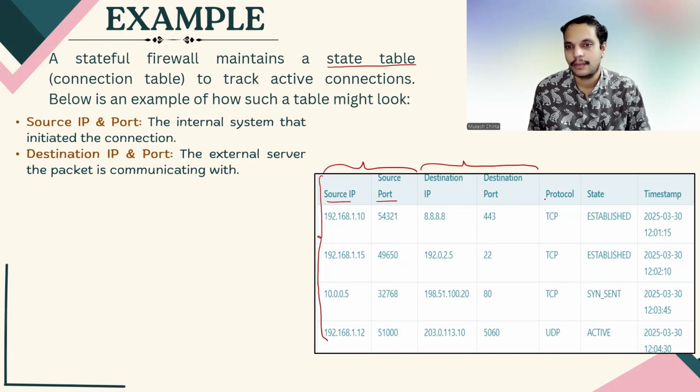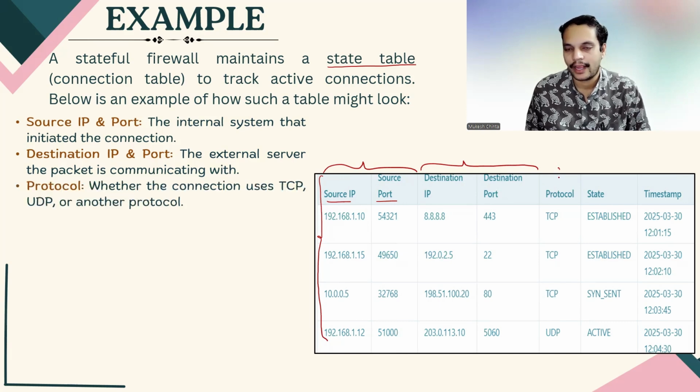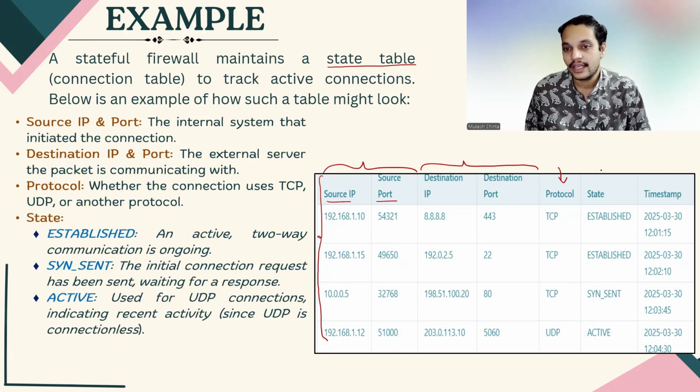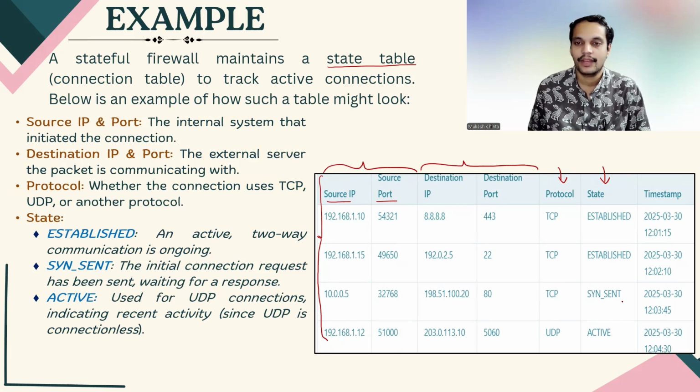The next one is the protocol, which is the upper layer protocol being used, whether it is TCP, UDP, or any other protocol. The next one is the current state. You can see there are three states listed here. The first one is established. The second one is SYN sent, which is the synchronization flag that has been sent. And the third one is an active state. Let me explain what these three states are.